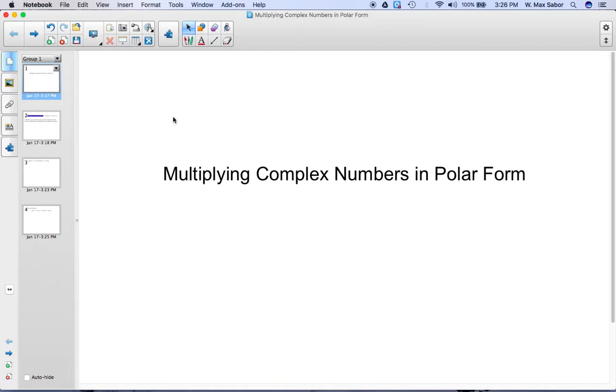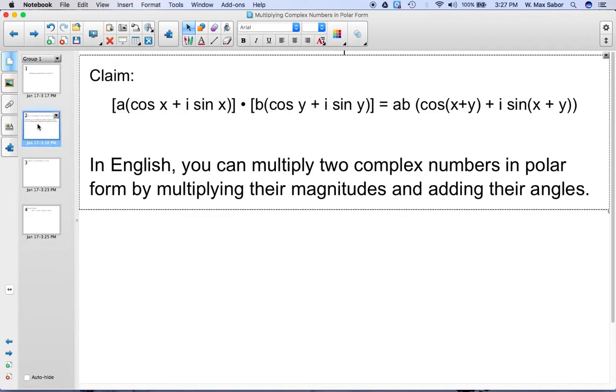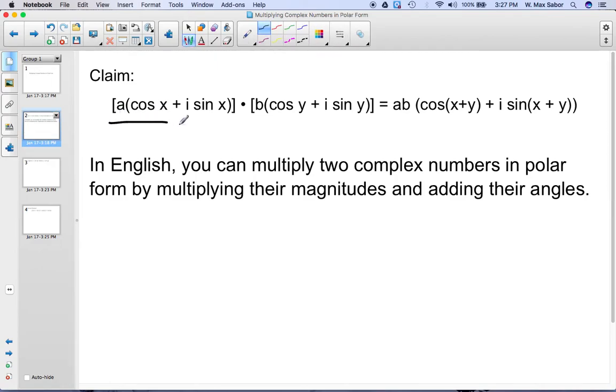We can multiply complex numbers in polar form using a particular rule, and this rule is listed at the top of your screen. A times cosine x plus i sine x is going to be our first complex number in polar form. And this is our second complex number in polar form, so it has a magnitude, and the angle in cosine and i sine are the same.